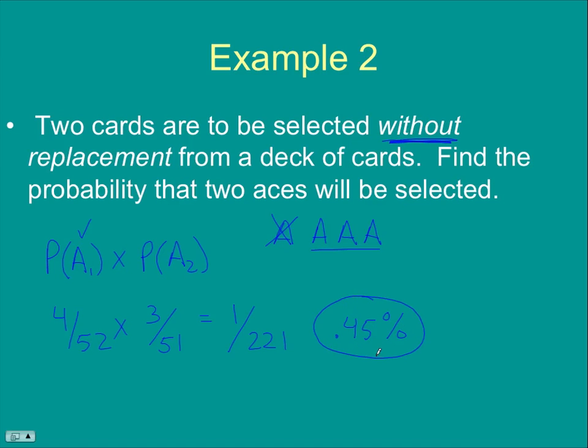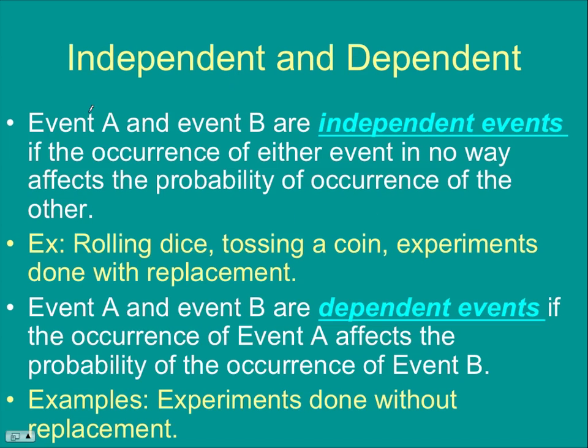Okay, so notice the chances without replacement are going to be a little bit smaller. So event A and event B are independent events if the occurrence of either event in no way affects the probability of occurrence of the other. So some examples would be rolling dice, tossing a coin. We had another one, roulette. And also now experiments done with replacement. Event A and B are dependent events if the occurrence of event A affects the probability of the occurrence of event B. And for us, this is going to be experiments done without replacement.